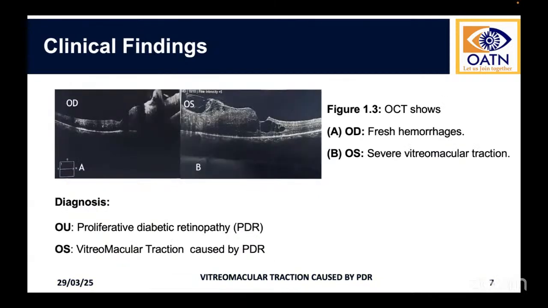This is the OCT image of the patient. In the right eye, you can see the hemorrhages causing shadows. And in the left eye, there is severe tractional vitreomacular traction. The patient is diagnosed with PDR in both eyes and VMT in the left eye.